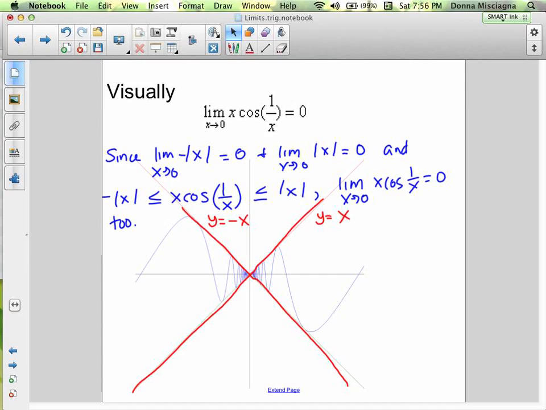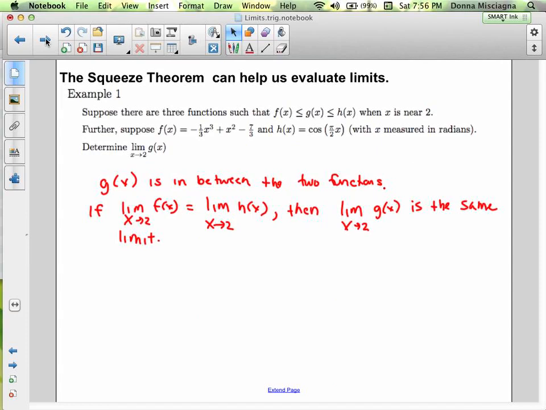Let's do some more examples, and we're going to do these just graphically. Once you get the hang of this one, seeing that visually, I think the rest of these become a little easier. All right, suppose there are three functions, f of x, which is less than or equal to g of x, which is less than or equal to h of x, when x is near 2. Further, suppose that f of x is equal to negative 1/3 x cubed plus x squared minus 7/3. And h of x is equal to cosine of pi halves times x. Determine the limit of g of x as x approaches 2.